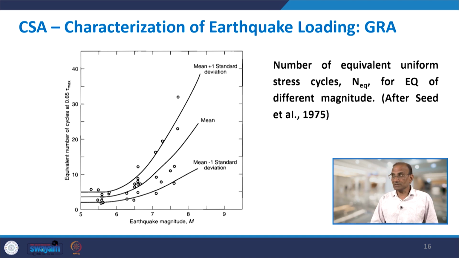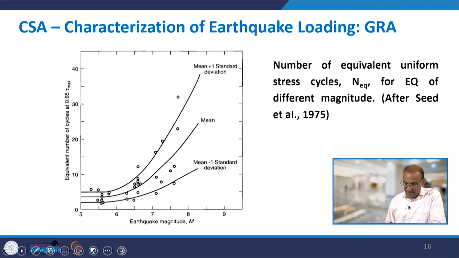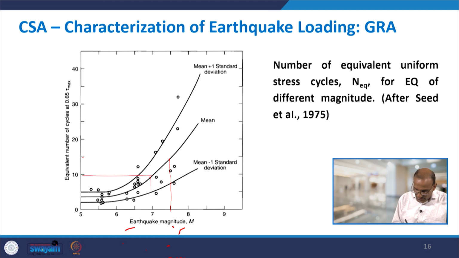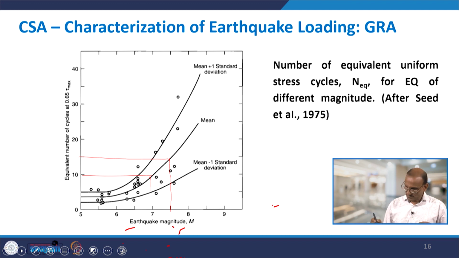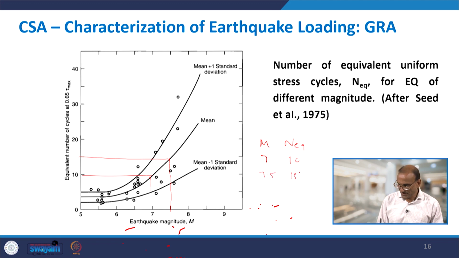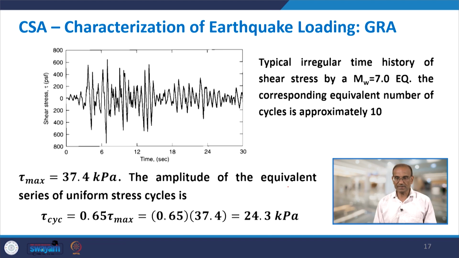Here you have three curves in this figure. The central curve is the mean curve, so normally we will be using the middle one. Reading the middle curve, for a magnitude 7 earthquake you get almost 10. For 7.5, you get around 14 or 15, less than 15, around 14. Similarly, for magnitude 8, around 20. So, linking M and NQ, for magnitude 7 you have 10, for 7.5 around 15, and for magnitude 8 around 20. This can be read from here.